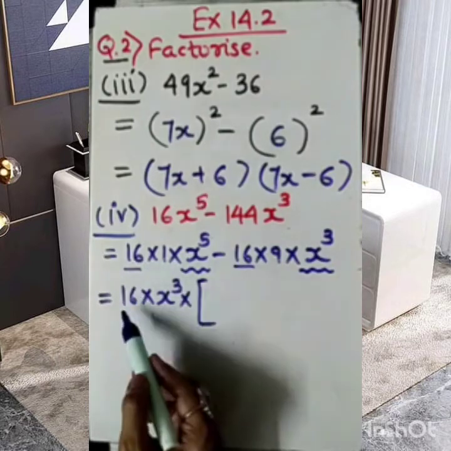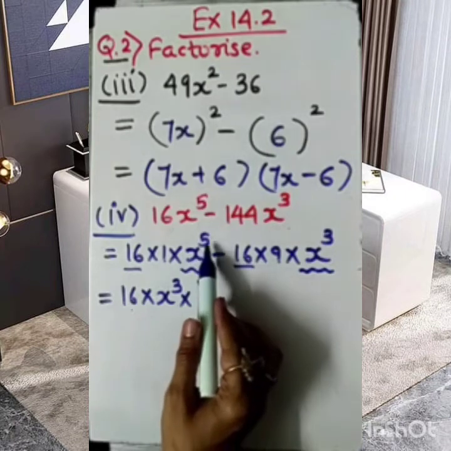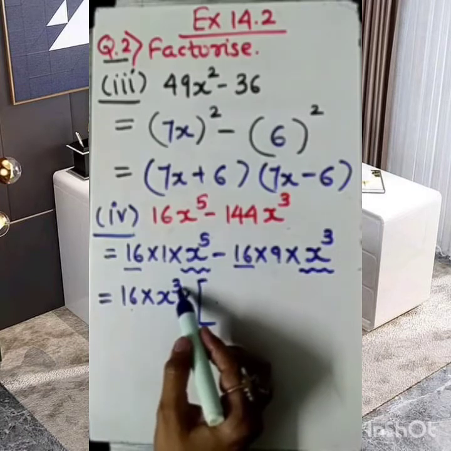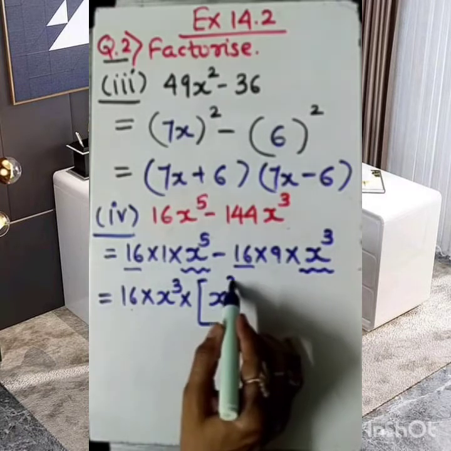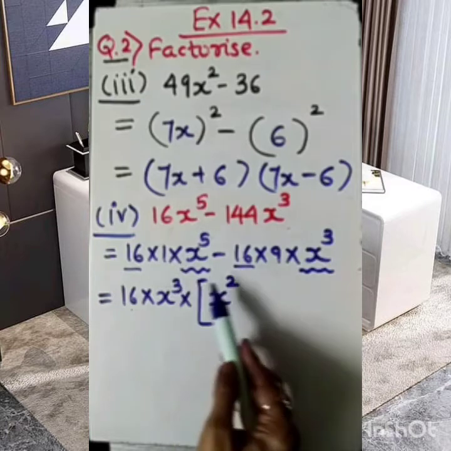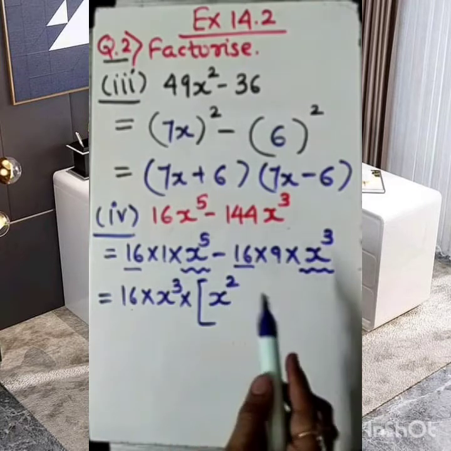16 is already outside. 1 it's not necessary to mention. And x to the power 5 here, out of this x cube is outside. Means 3x we have taken outside. So x to the power 2 will be left inside. So I need to mention it, because 3 plus 2 is 5. So I'm splitting the exponent.